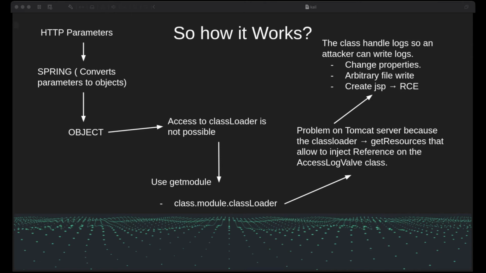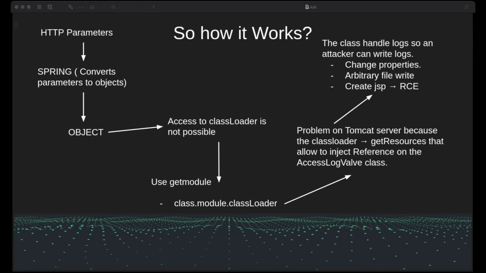like class.module.classLoader. The thing is that, as we said before, most of the time Tomcat is bound directly with Spring, as they work very well together and are very easy to deploy. And things here become a little tricky. On a Tomcat server, the class loader functionality gives us access to call getResources, and this getResources gives us the property to inject a reference on the AccessLogValve.